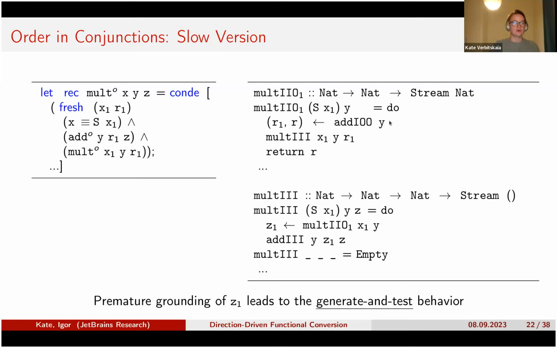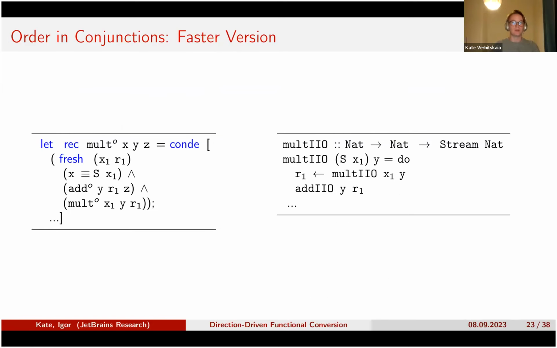So if we try to push the recursive call to mult as far as possible, we get a very, very slow relation, because this addition generates an infinite stream, which is then sifted through by this multiplication, which is already a costly operation. So this is a case of generate and test behavior, which we want to avoid as much as possible. And this particular order would work much better if we first put the multiplication and only then addition. Currently we don't have any good way to order these conjunctions, but we have some heuristics which helped.